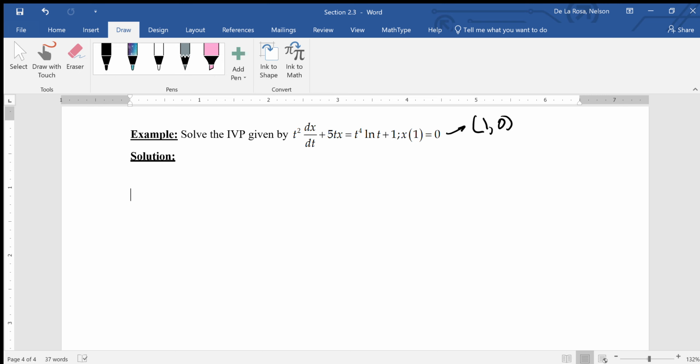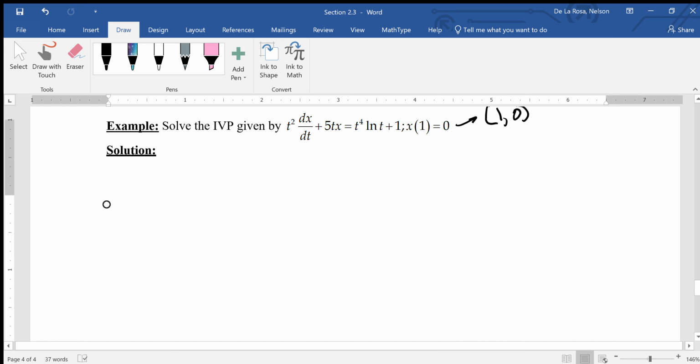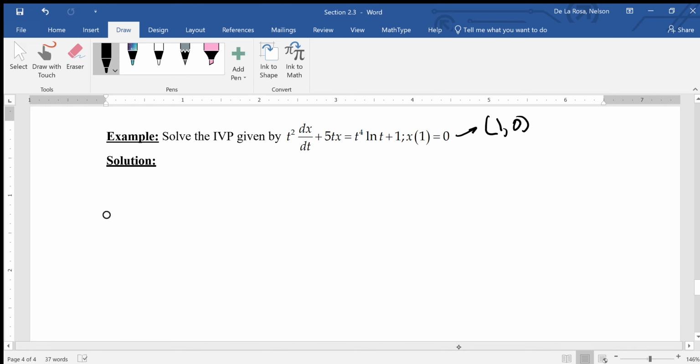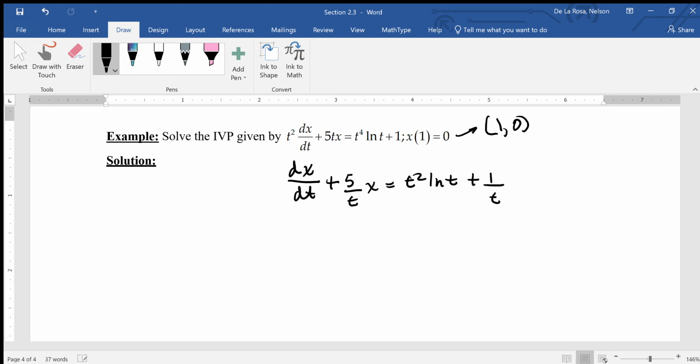This equation is not separable, but it might be linear. So what to do to check if the equation is linear or not? We isolate dx/dt in this case, by dividing each of the single terms by t squared. So we have dx/dt plus five over t x equals t squared ln of t plus 1 over t squared.